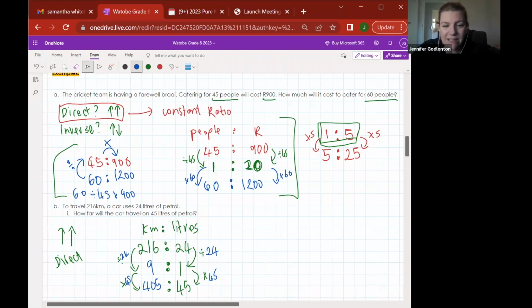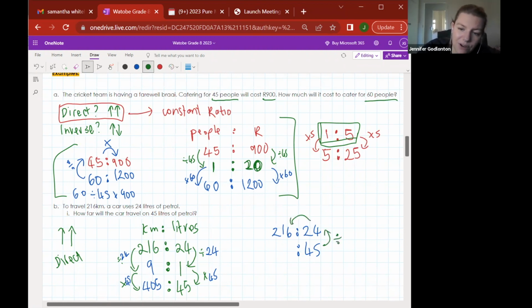The quick way of doing this, if I have 216 to 24 and I want to know 45, we divide up and times over. So in our calculator, we would say 45 divided by 24 times by 216, and we would get the answer of 405. Yes, so we're not saying 216 times 45. We're saying 9 times 45. So we first have to work out this number over here, and then we can multiply it by the 45.